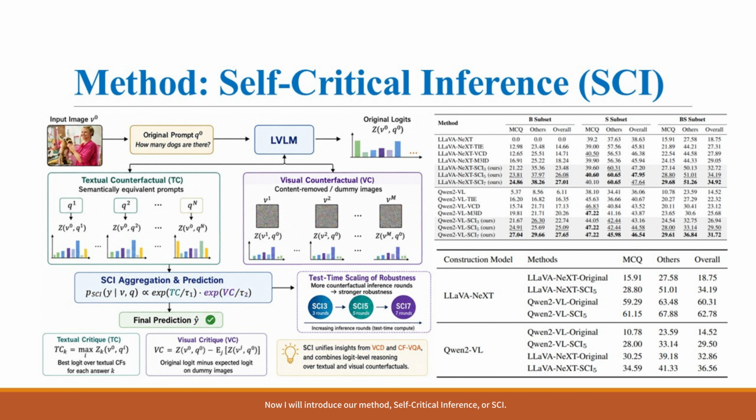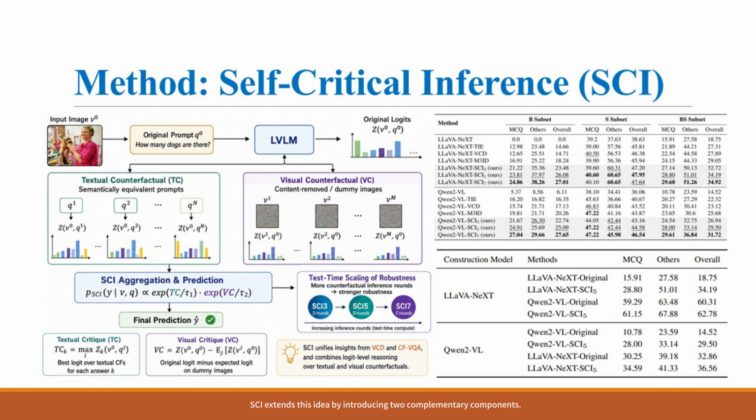Now I will introduce our method, Self-Critical Inference, or SCI. SCI is motivated by previous counterfactual inference methods, especially visual contrastive decoding. These methods compare the model's output under the original image and a visually perturbed image. If a token is strongly supported by the original image but not by the perturbed image, it is more likely to be visually grounded. However, existing visual contrastive methods mainly address language bias or hallucination. They do not explicitly handle language sensitivity.